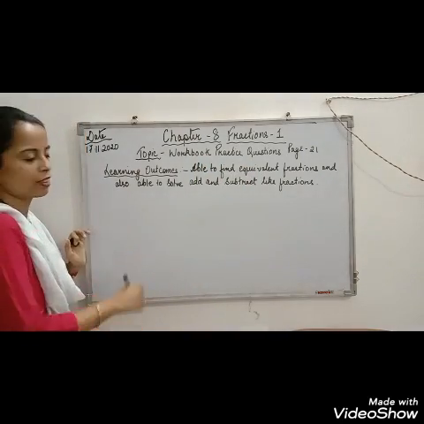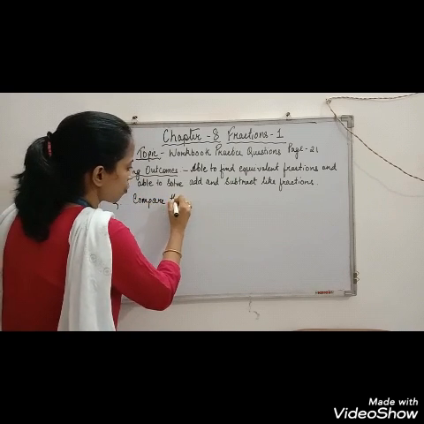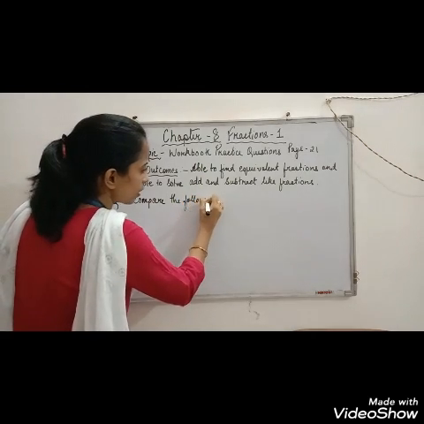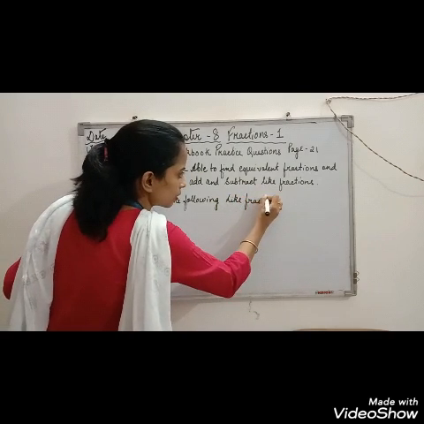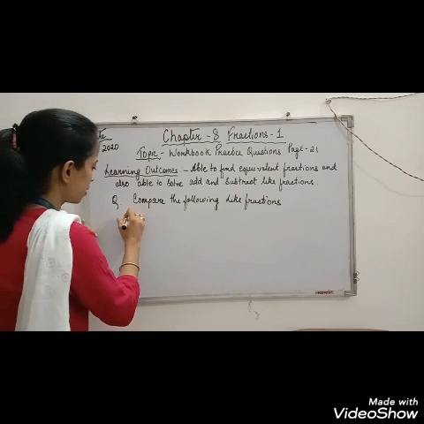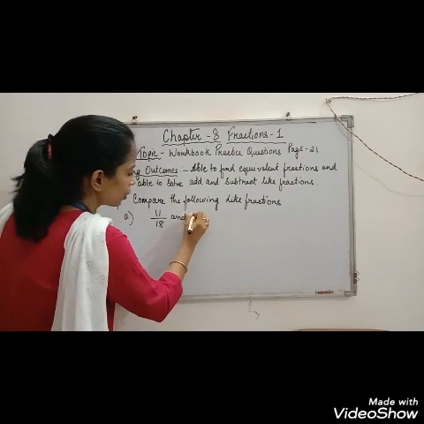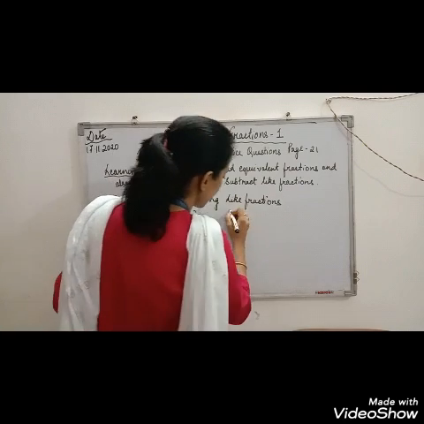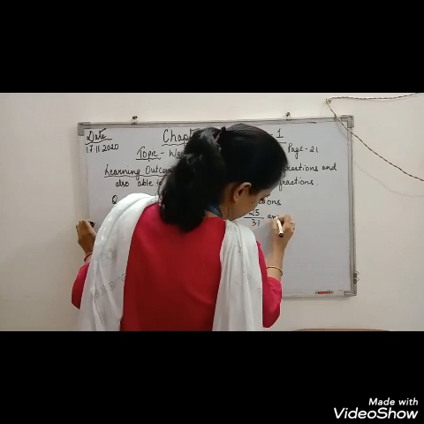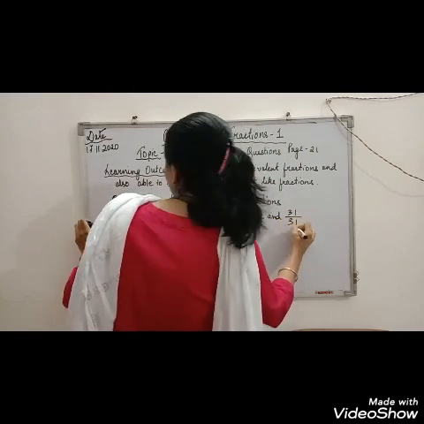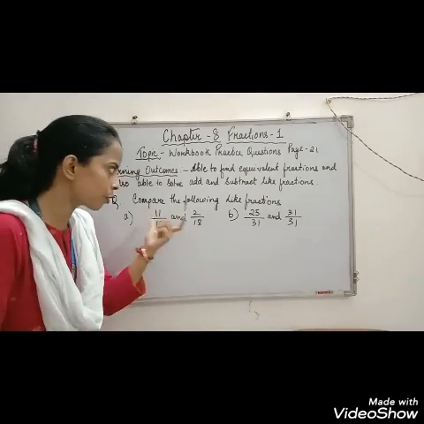So, children, I have a question for you all. Compare the following like fractions. Number A, 11 by 18 and 2 by 18. Number B, 25 by 31 and 31 by 31. Now tell me, children, how you are going to compare?